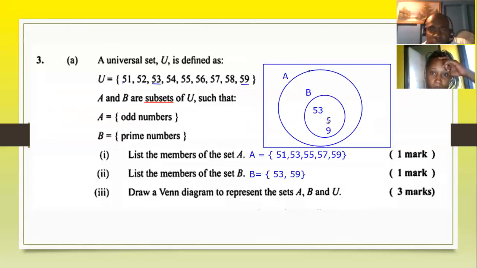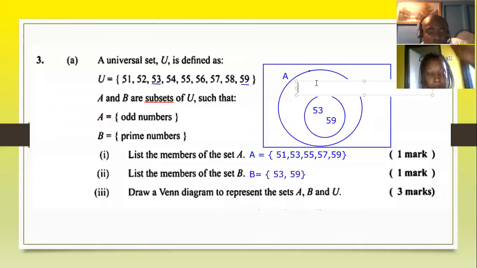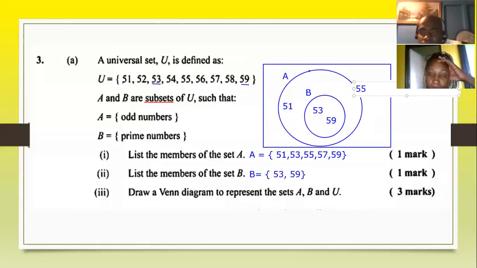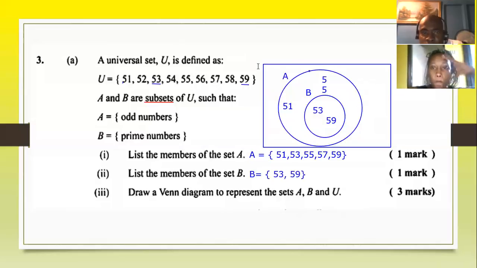So what needs to go in set A now? 51. Sorry, no 53, because 53 is already shared. Good. So 51, 55, and 57.